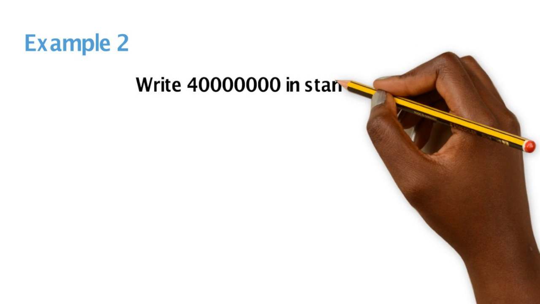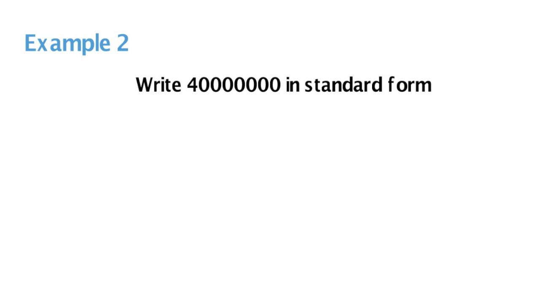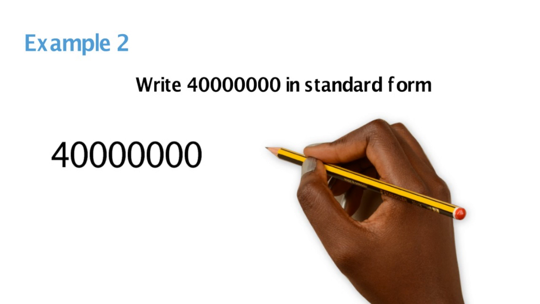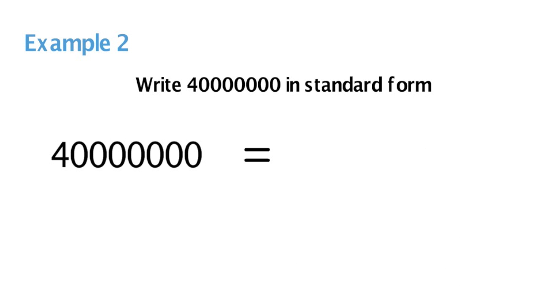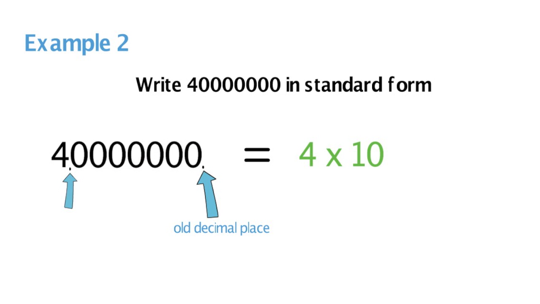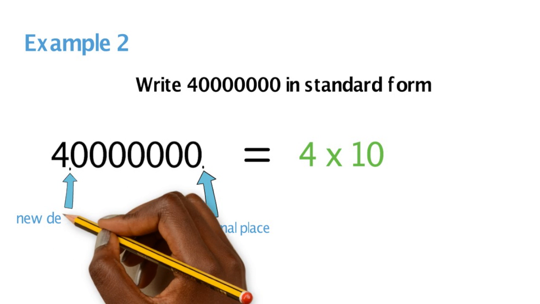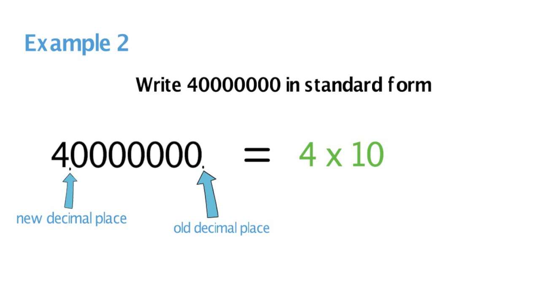Looking at another example, example 2. If a question says write 4 and all those zeros in standard form, I've written it out again. The first number can be 4 because it fits within that range, and then times 10 to the power of. Put our old decimal place there. With big numbers, always put the old decimal place after the last number written. Then write your new decimal place after the 4, and then we're going to count in between. So we've got 1, 2, 3, 4, 5, 6, 7. Because it's a big number, we don't need a negative power, so it'll just be 10 to the 7.